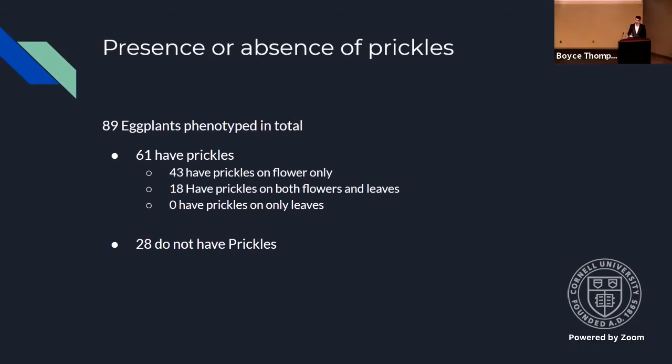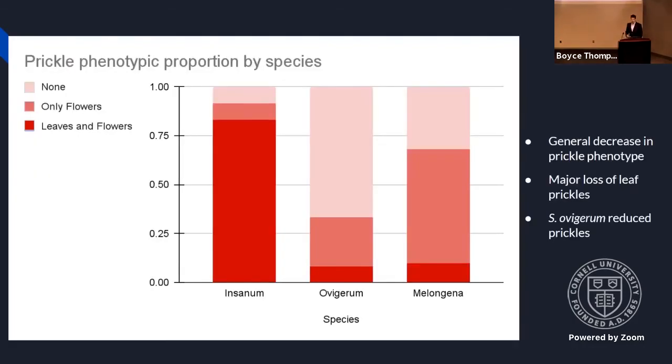This data does a little bit more for us when we put it through a filter of species. So on the bottom axis here, you're going to see the 3 different species of eggplants that we looked at. And then on the left axis, you see the proportion of the species that had the specific phenotype. And as you can see here, Insanum obviously was going to be more wild and have much of its plants be prickly, both in the leaves and flower. Only a small portion of it didn't have any prickles at all. Ovigerum, which was thought to be somewhat of the middle semi-domesticated stage, interestingly enough, was essentially less prickly than Melangina.